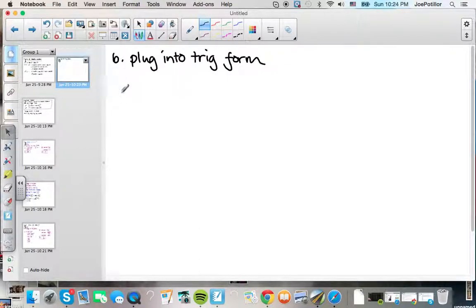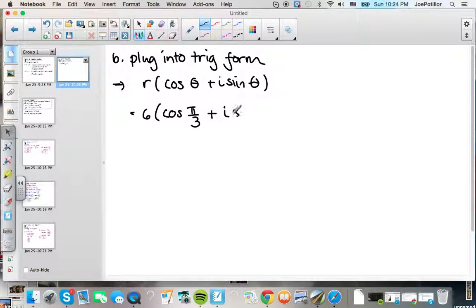So we plug into the trig form, which will be 6 cosine of pi divided by 3 plus i sine of pi over 3. First quadrant. Now, from here, we use De Moivre's theorem.